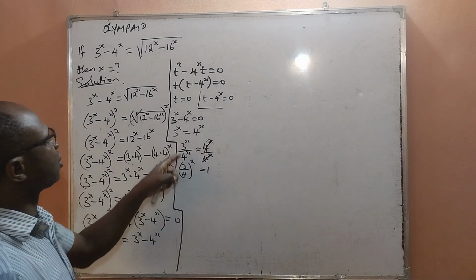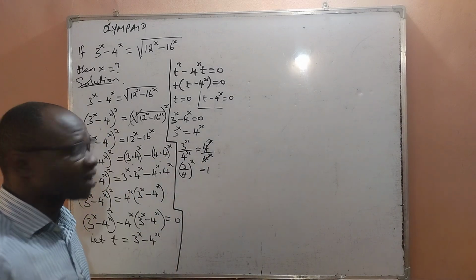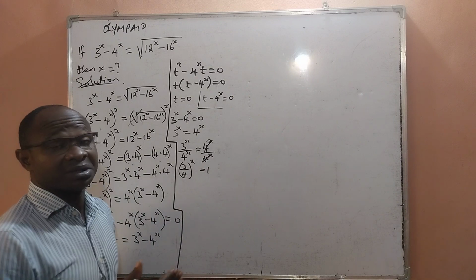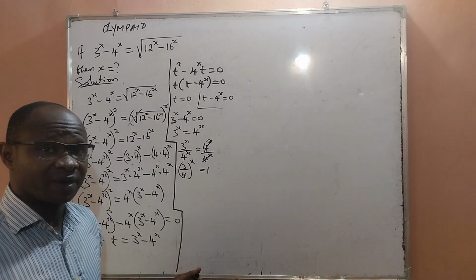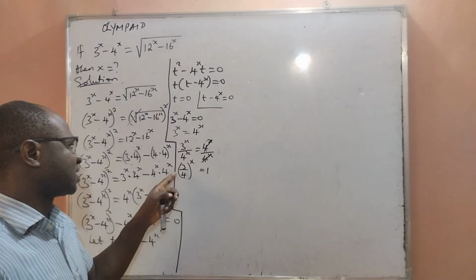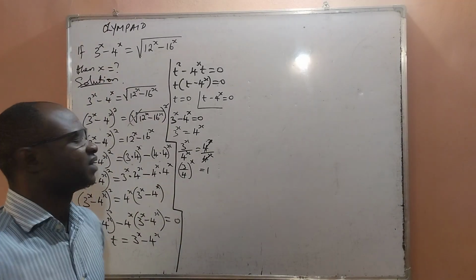Beautiful. According to the law of indices, it is correct. If I have a to the power of x divided by b to the power of x, it is the same thing as a all over b all to the power of x. That is exactly what I have done. It is the law of indices.